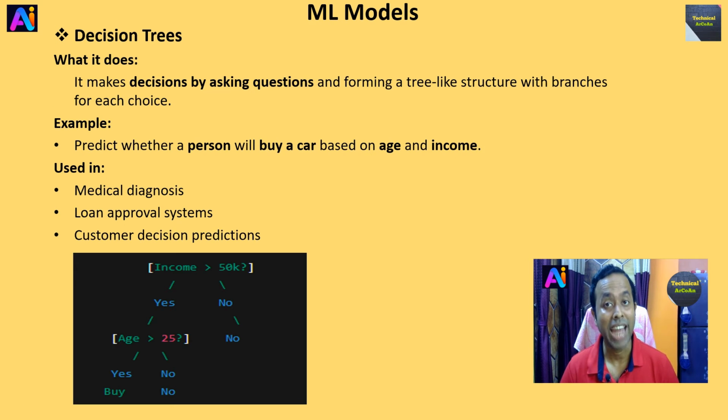Now we talk about the decision tree, the other ML model. What it does is make decisions by asking questions and forming a tree-like structure with branches for each choice. Example, predict whether a person will buy a car based on age and income. A person has an age and an income, and according to the input it will predict whether the person can buy a car or not. So this is a decision, yes or no. It is used in medical diagnosis, loan approval systems, customer decision predictions, right? So if income is greater than 50,000, yes or no, in that way we are checking. If age is greater than 25, then the car may be bought. In such cases we use this decision tree model, right?